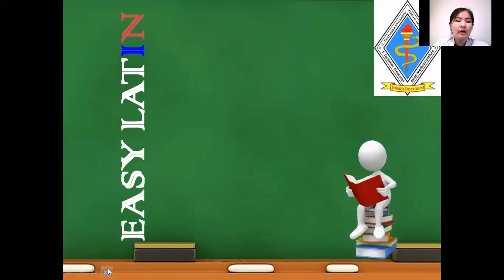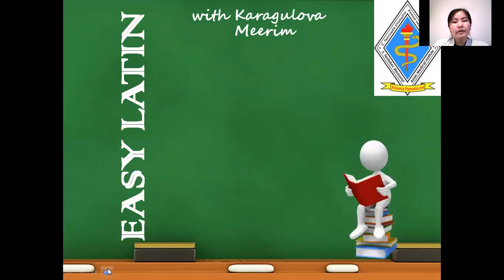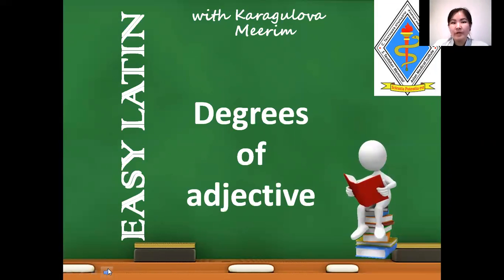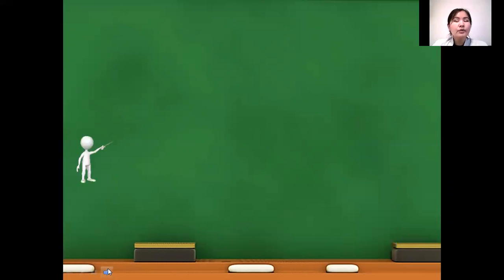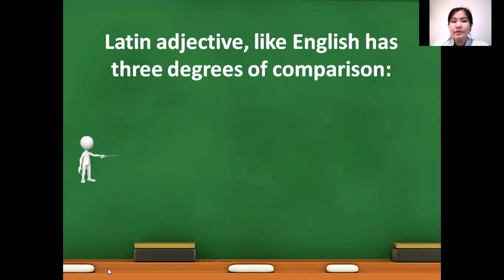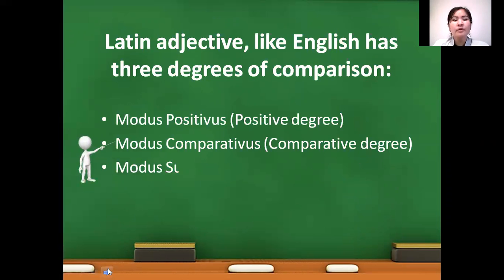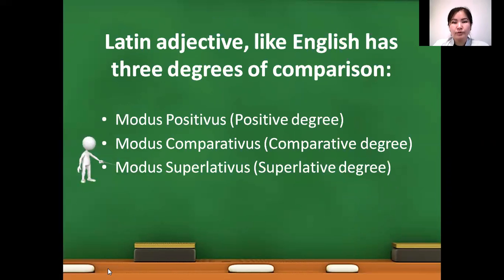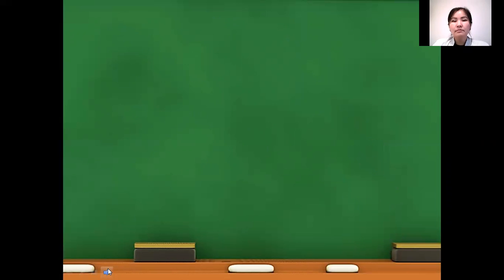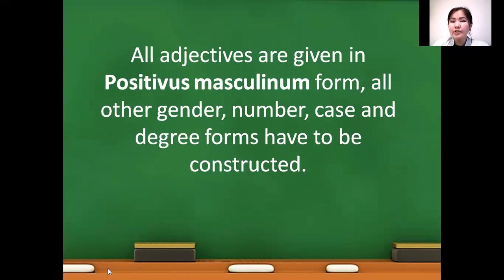So let's start our lesson of Latin, and today we are talking about degrees of adjective. You know that Latin adjective, like English, has 3 degrees of comparison: modus positivus, modus comparativus, and modus superlativus. All adjectives are given in positivus masculinum form. All other gender, number, case, and degree forms have to be constructed.